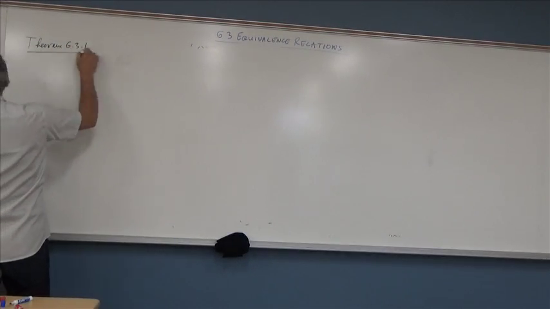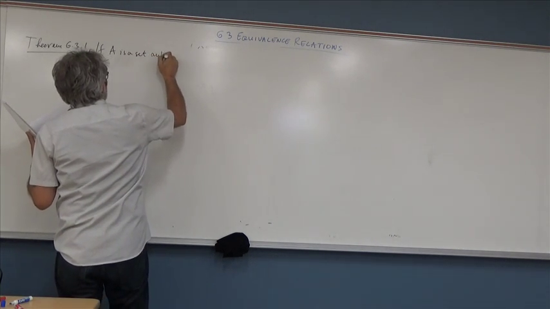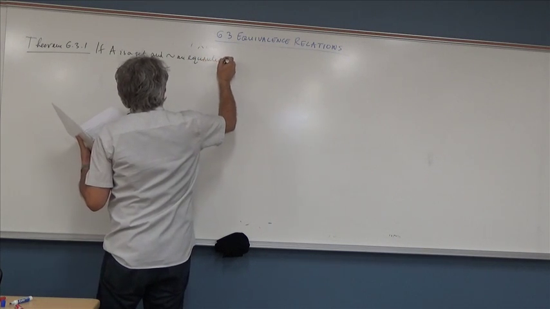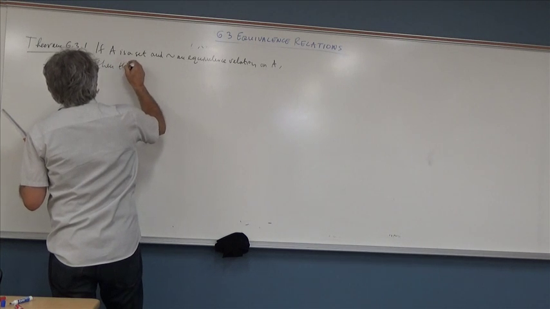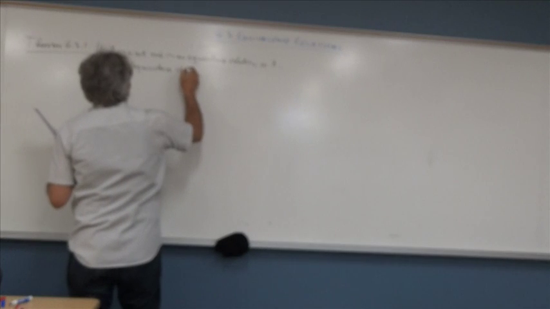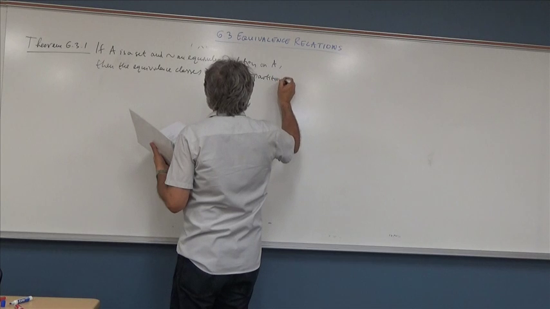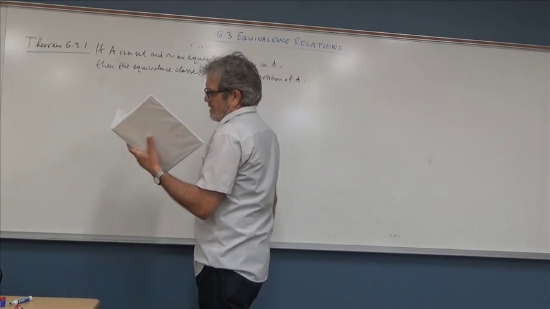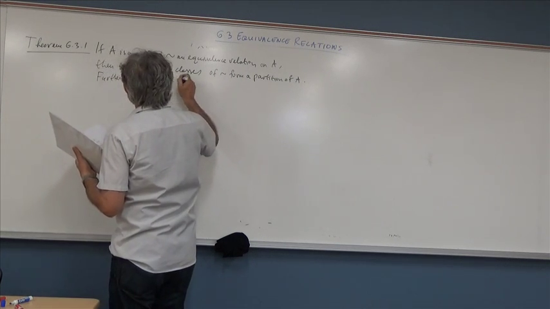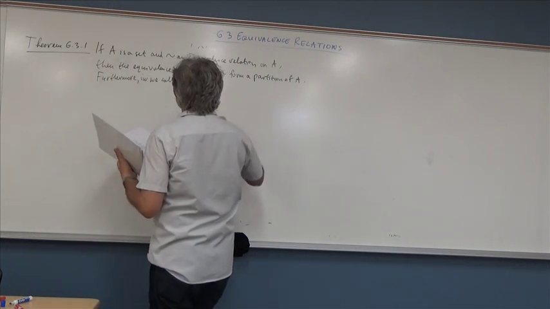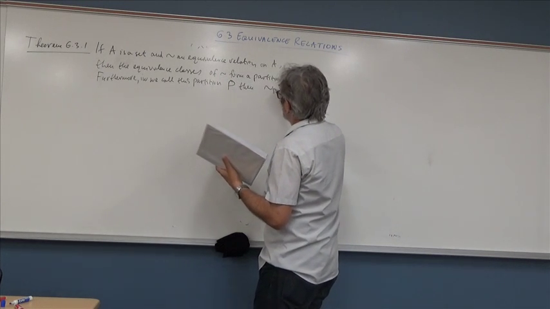If ~ is an equivalence relation on A, then the equivalence classes of ~ form a partition of A. Furthermore, if we call this partition P, then ~_P equals ~.